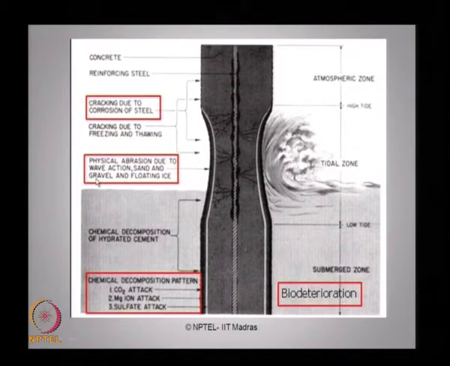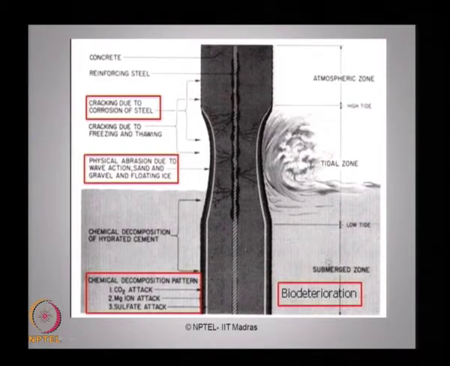The physical abrasion due to wave action, sand and gravel and floating ice can be a reason where we see extensive corrosion or extensive deterioration of strength and durability of concrete in the tidal zone. When I talk about the submerged zone, the chemical decomposition of hydrated cement happens in this area. The chemical decomposition pattern can result in carbon dioxide attack, magnesium ion attack and sulfate attack. So, in different regions, ladies and gentlemen, we can see how the concrete strength and durability is deteriorating due to the corrosive action present because of the chemicals available in seawater.